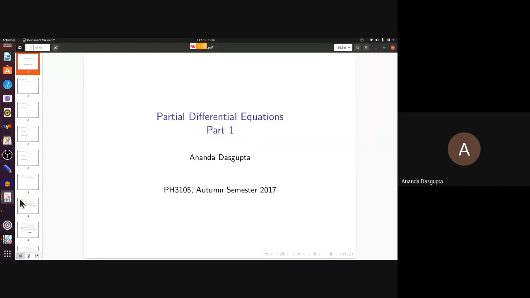So this is how to implement partial differential equations on a computer. Can everybody see my slides on the screen? Yes. Yes, sir. Okay.